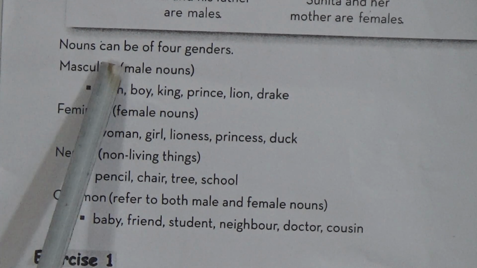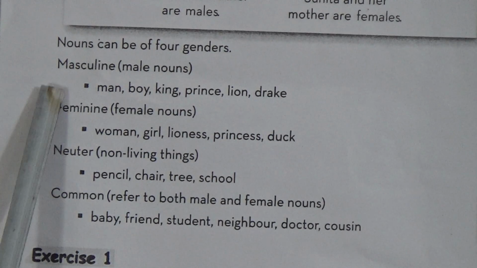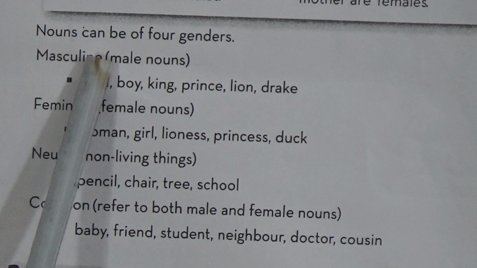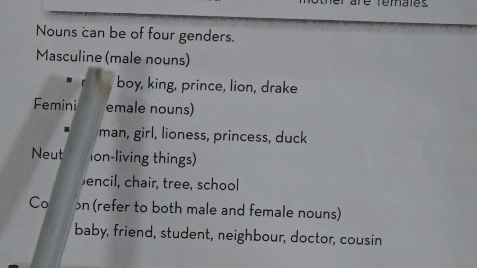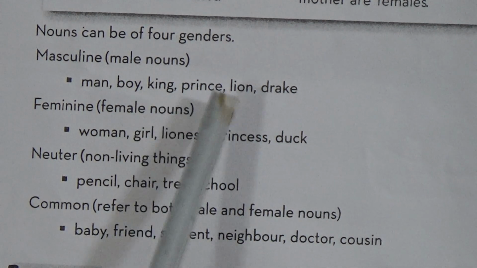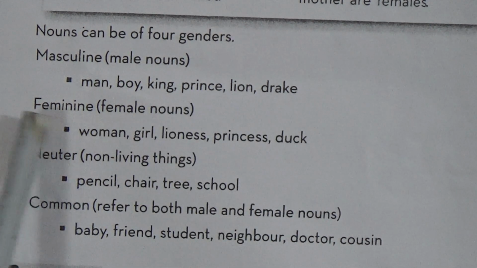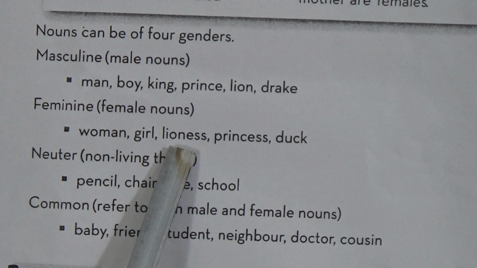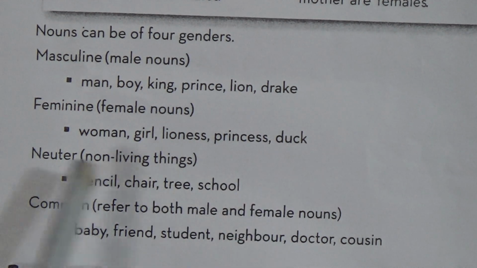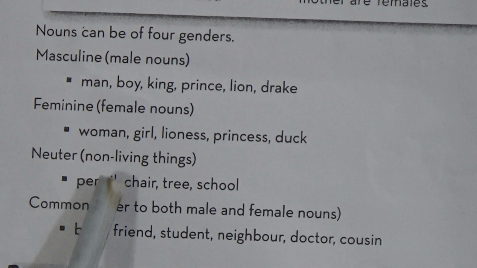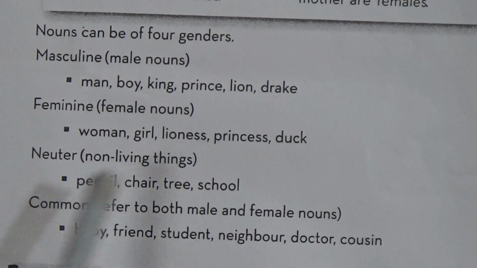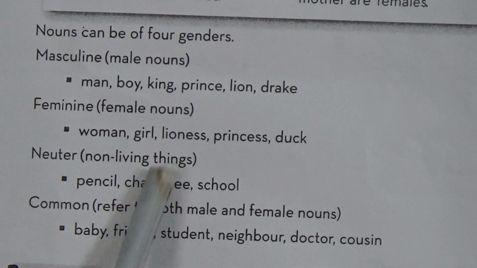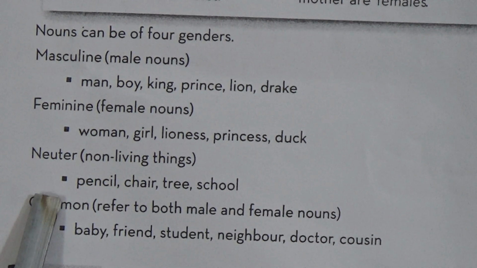Now, nouns can be of 4 genders: masculine, feminine, neuter and common. Masculine gender refers to male nouns like man, boy, king, priest, lion, drake. Feminine gender refers to female nouns like woman, girl, lioness, princess, duck. Neuter gender refers to non-living things like pencil, chair, tree, school. These are non-living things, so they are called neuter gender.